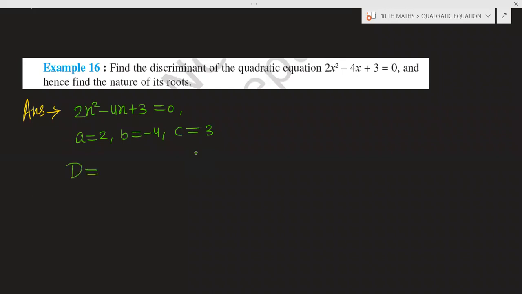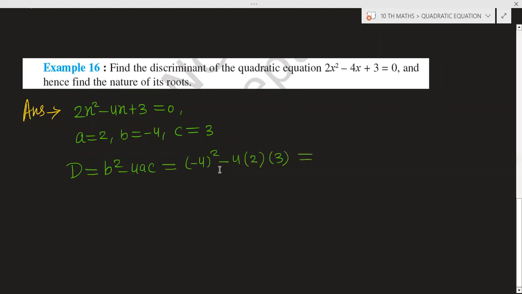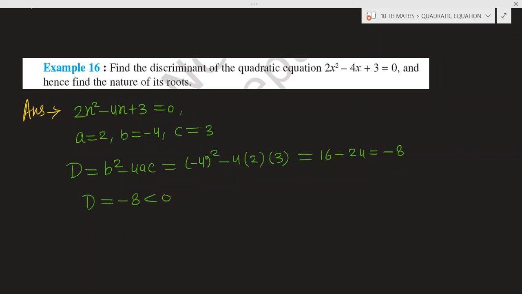B square minus 4ac. So b square means minus 4 square, minus 4ac. 4, what is a? a is 2, c is 3. So what will it become? 4 4s are 16. This quantity will be 16. 16 minus 24, so it will be minus 8. So what is the value of discriminant? Minus 8, and minus 8 is less than 0.